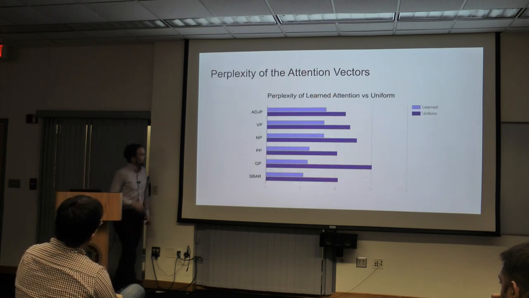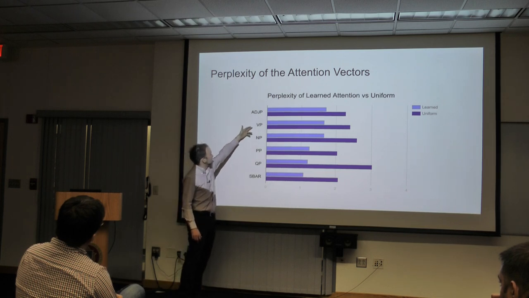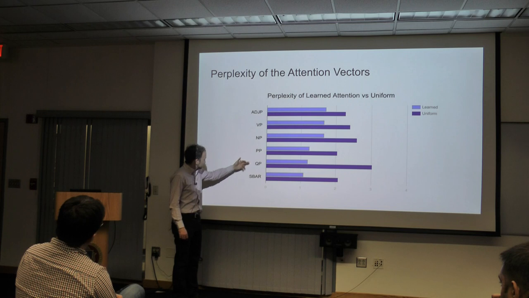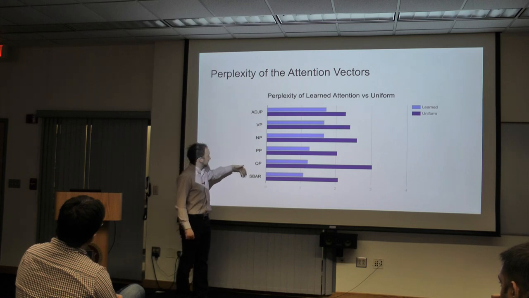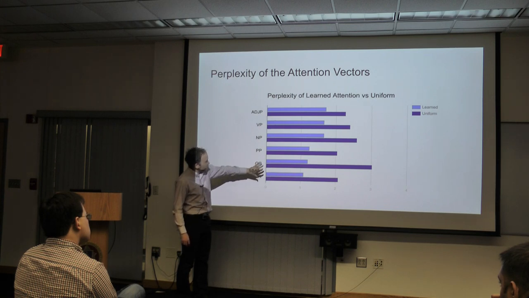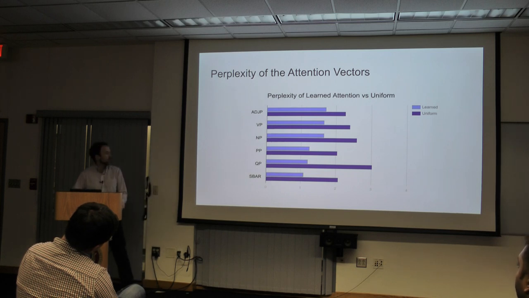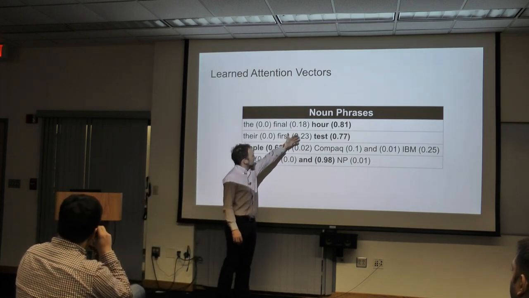The answer is, if you look phrase by phrase at all of the different phrases, like adjective phrase, verb phrase, noun phrase, prepositional phrase, quantifier phrase, and relative clause, you can see that for all of these, in particular for quantifier phrases, which are things like what, why, when, and relative clauses, it is less than uniform, but more than perfectly peaky. So the answer is kind of in the middle about the headedness question.